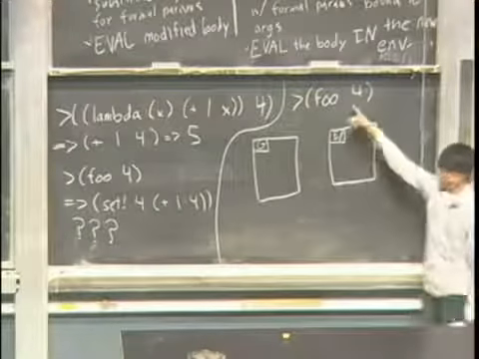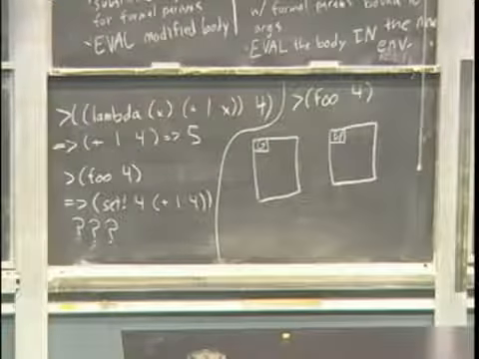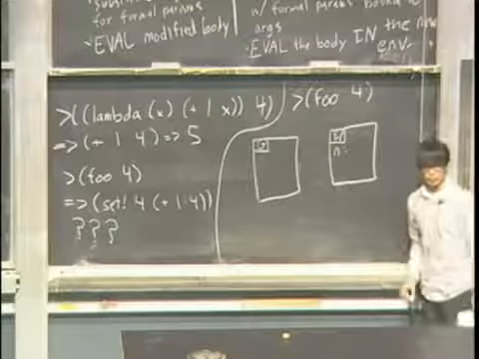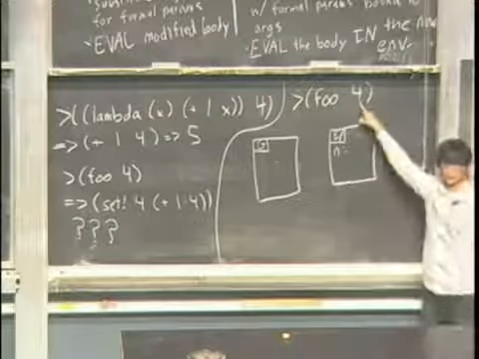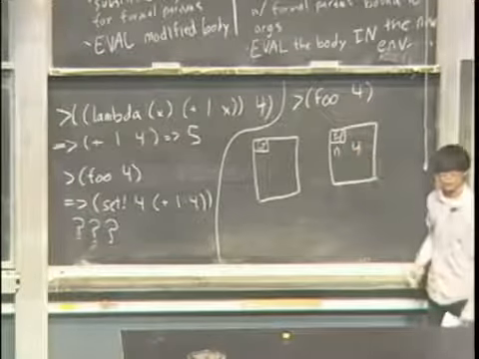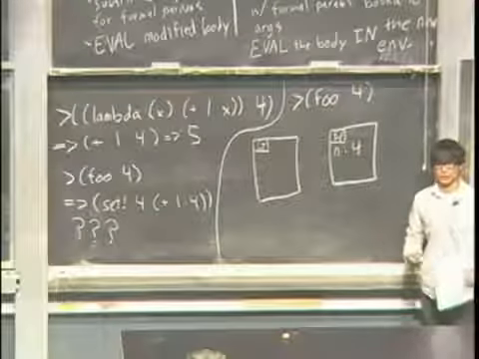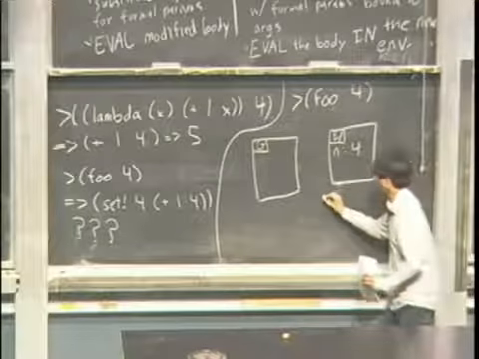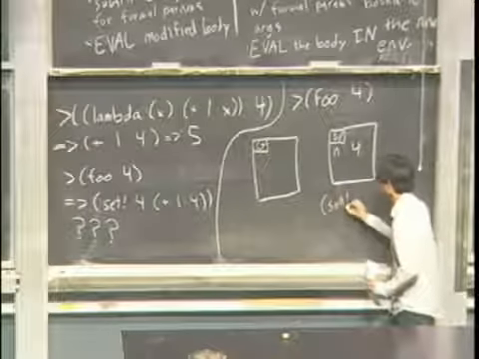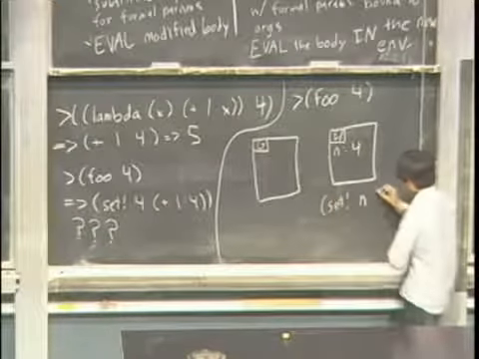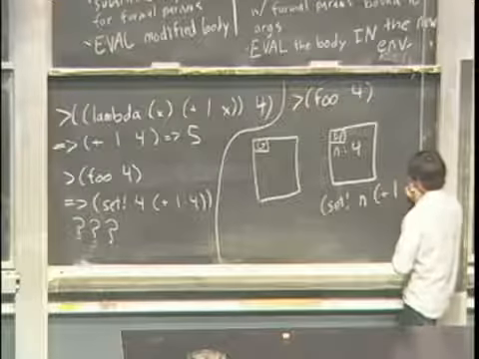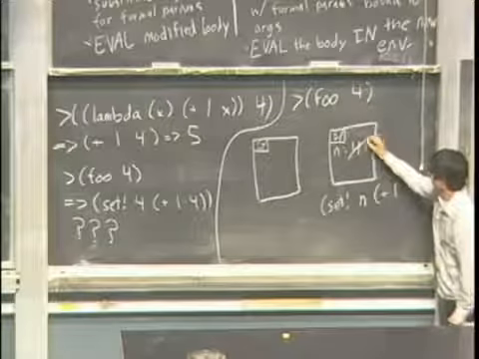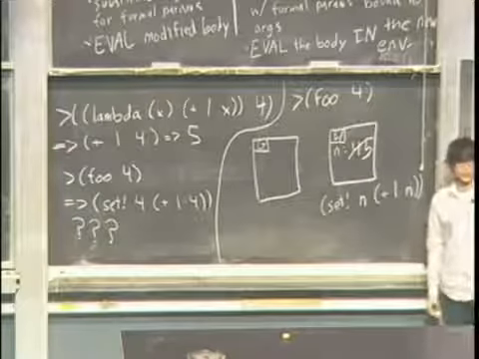And then we bind the formal parameters to the arguments we give it. What are the formal parameters of foo? Well, it's n. So we write an n. And what value did we give n? We gave it 4. So we write 4. And then we say, OK, now evaluate the body of the procedure relative to this new environment. So set-bang n plus 1 n. We find an n, and we increment it by 1. Hooray, we did the right thing.